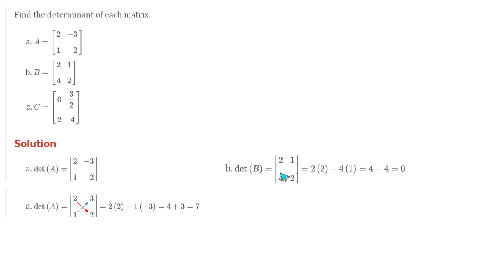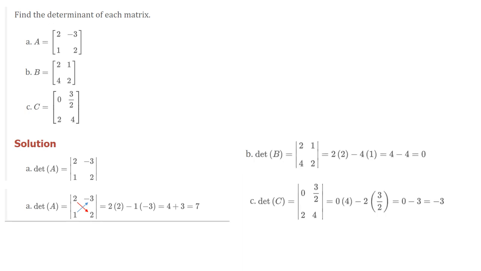Letter B, same idea. So 2 times 2 is 4. 1 times 4 is 4. So 4 minus 4 is 0. So the determinant here is 0. That means there's no inverse for that matrix. Okay. And then letter C, 0 times 4 and negative 2 times 3 halves. So we get 0 minus 3, which is negative 3.